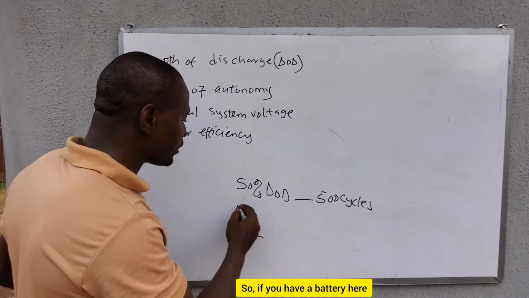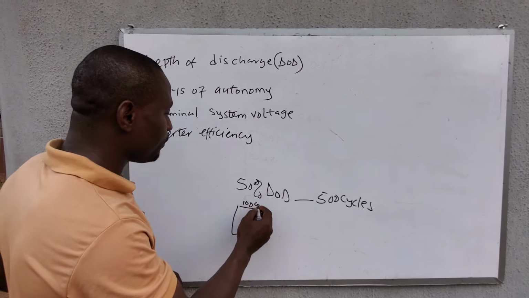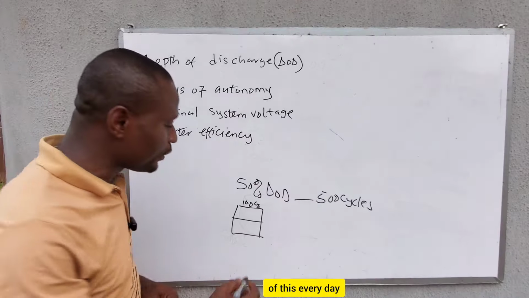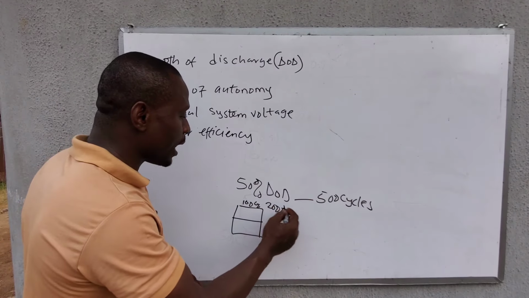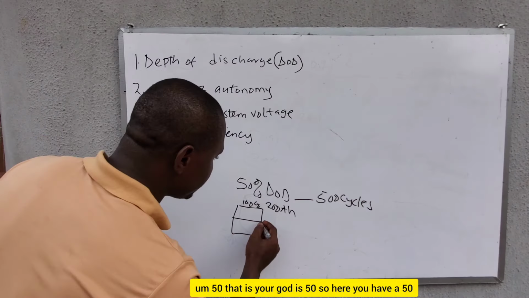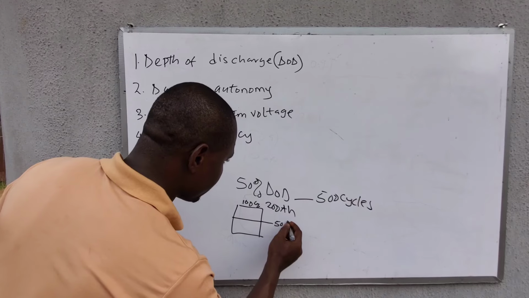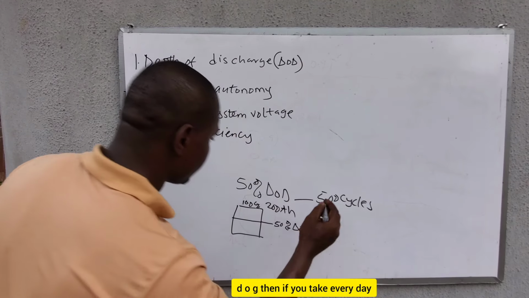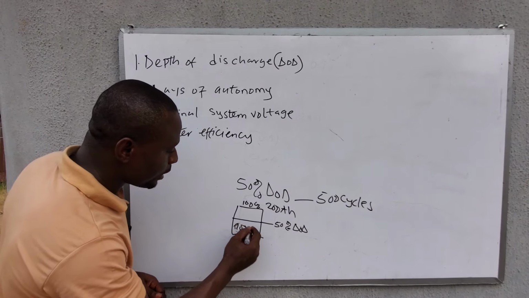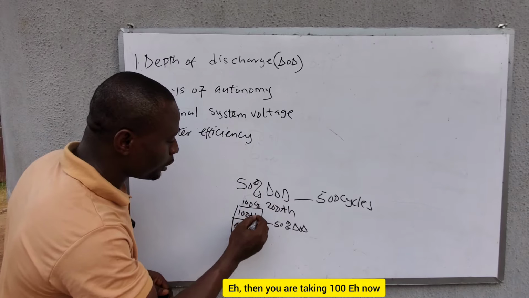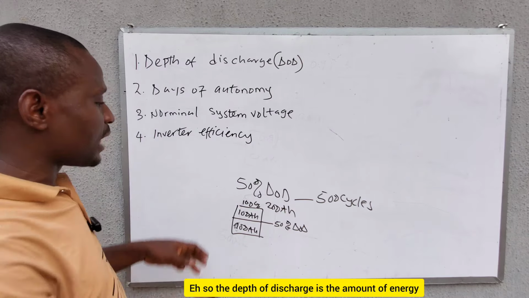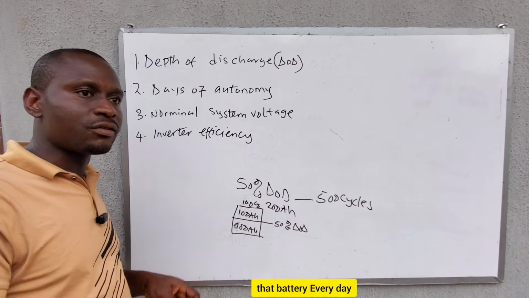So if you have a battery here and here is 100%, that is, it is fully charged, and you want to take 50% of this every day, let's assume this is a 200 amp-hour battery. You are taking 50%, that is, your DOD is 50%. Then if you take that every day, what will be left here is 100 AH, and you are taking 100 AH. If you add them together, it will give you 200 AH. So the depth of discharge is the amount of energy that you can take from that battery every day.